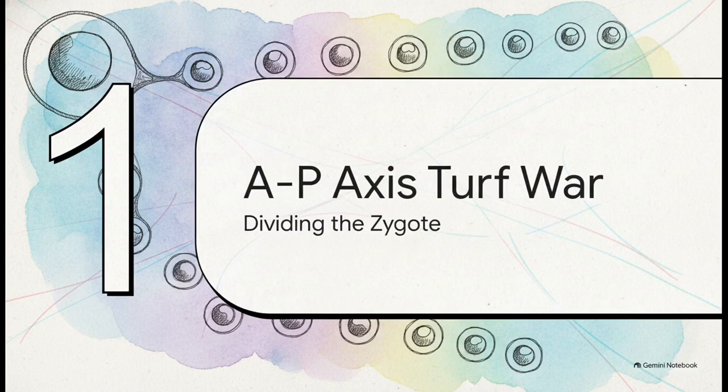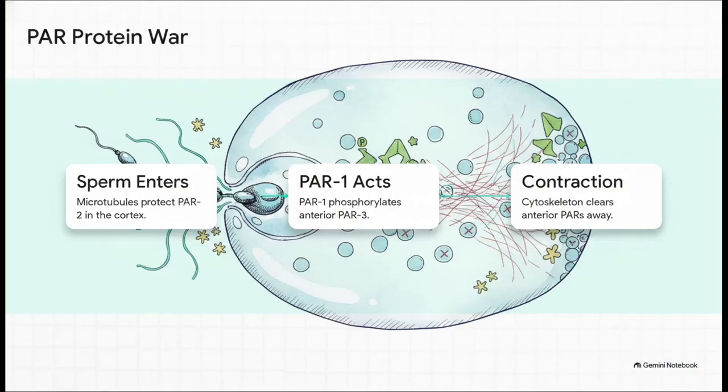Section 1, the anterior-posterior turf war, dividing the one-cell zygote. So that bizarre fertilization event kicks off our very first spatial challenge, where the single-cell zygote is rapidly divided into a distinct head-to-tail axis. What unfolds inside the cell is essentially a mechanical and chemical gang war between a family of molecules called PAR proteins. PAR stands for partitioning, and they literally do just that.